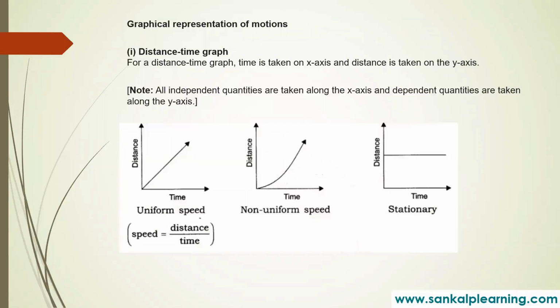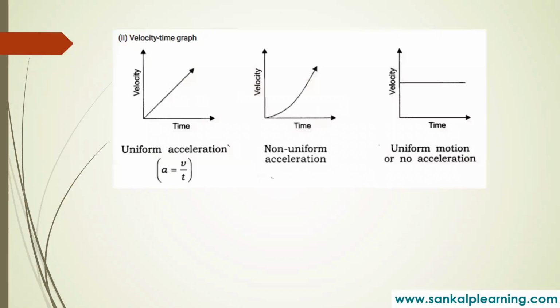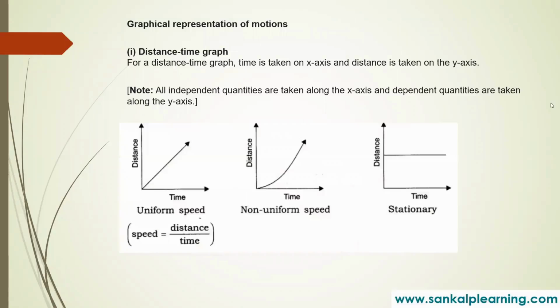Then we have discussed the graphical representation. So the graphical representation for uniform speed, non-uniform speed, and the body at rest. We saw the nature of the graph. Similarly, for the velocity time graph also we can see here. I hope it is clear to you, students. So in the next class, let us continue with the derivation part and the exercise. Thank you.